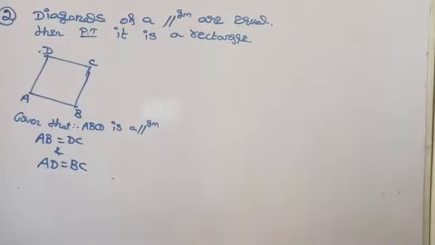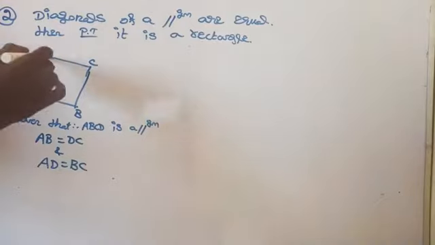We are trying to prove that it is a rectangle. So if you want to prove that a parallelogram is a rectangle, then the diagonals are equal. Always. Okay, here what is given for you? The diagonals of a parallelogram are equal, then prove that it is a rectangle. So rectangle means it satisfies all the properties of a parallelogram. Apart from that, each angle should be 90 degree.